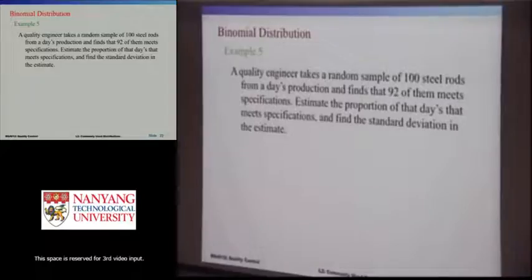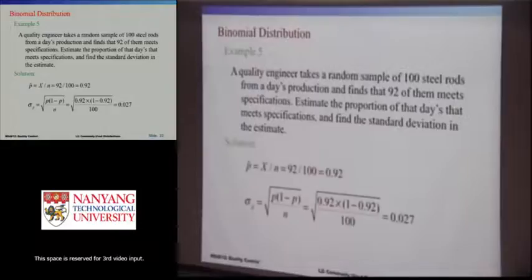So basically, we can see the quality engineer takes a random sample of 100 units and finds 92 of them meet the specification. So they want to estimate the proportion for that day. We can treat all the product from that day as a population. He gets a sample, the sample size is 100. In this sample, the number of successful trials is 92, and the sample size is 100. So we get p hat equals 0.92.